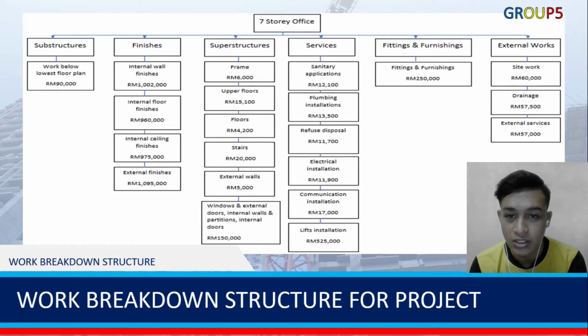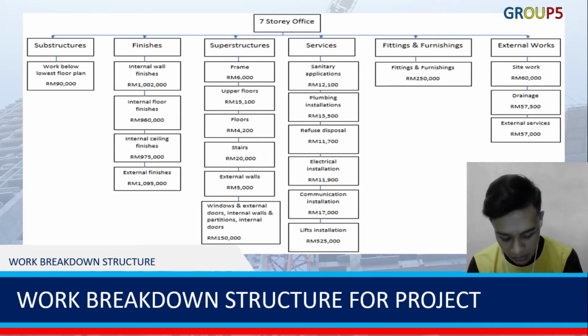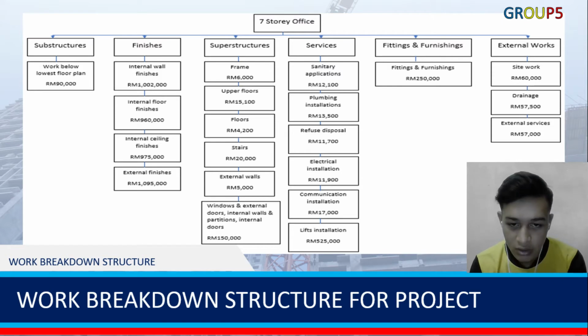Next, for the services, we have sanitary appliances, plumbing installations, refuse disposal, electrical installation, communication installation, and lift installation. And the total cost of the services was around 591,200 ringgit. Next, for fittings and furnishings, the cost was around 250,000 ringgit.